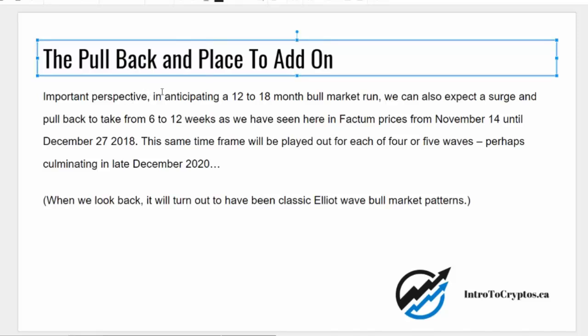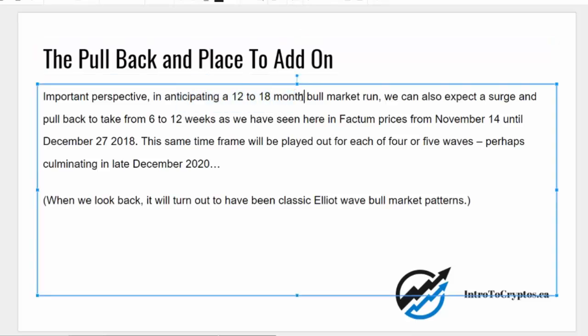An important perspective, and this is what I'm preparing for, is that I'm anticipating a 12 to 18 month bull run for the cryptocurrencies when it does start. It may not start for 6 months from now, but once it gets underway, it'll be 12 to 18 months. So we can expect there's going to be a bunch of surges, and then it'll pull back. Each one of these sessions will take 6 to 12 weeks, just like we saw in Factum. This same time frame will be played out in each of 4 or 5 waves from now until late December 2020. I believe that when we look back, the charts will turn out to have shown us classic Elliott wave bull market patterns.